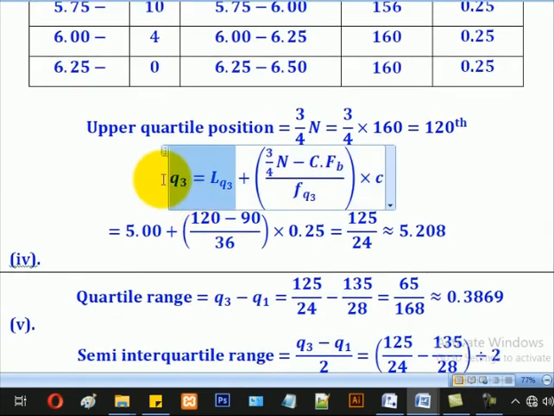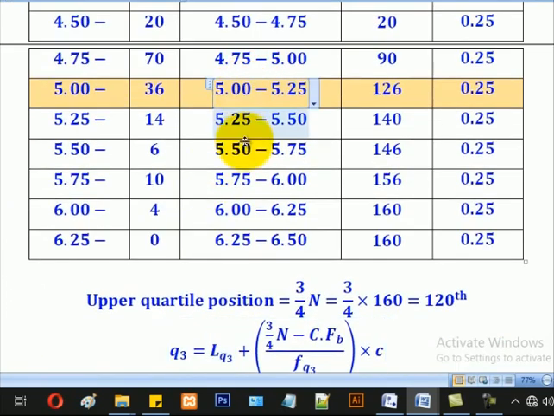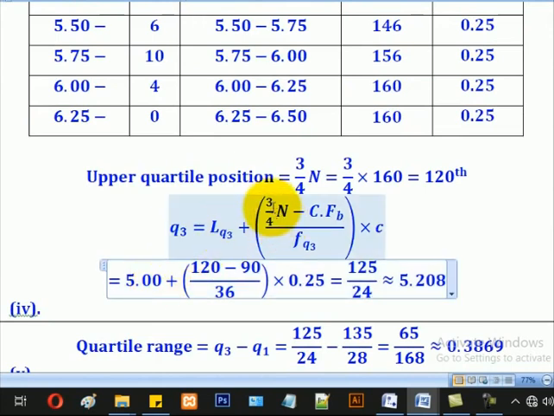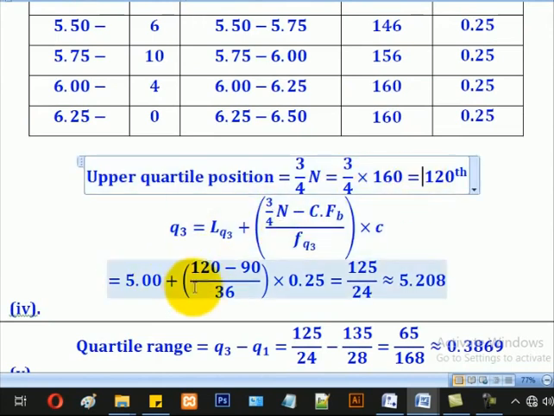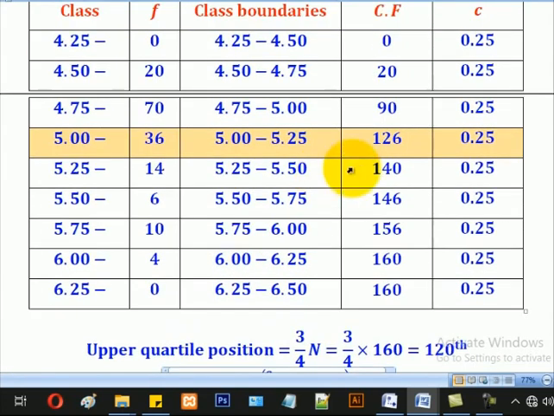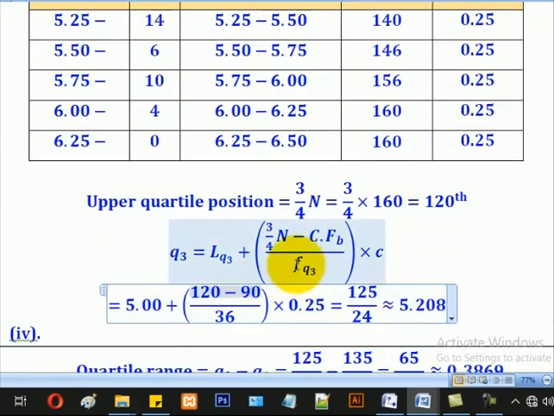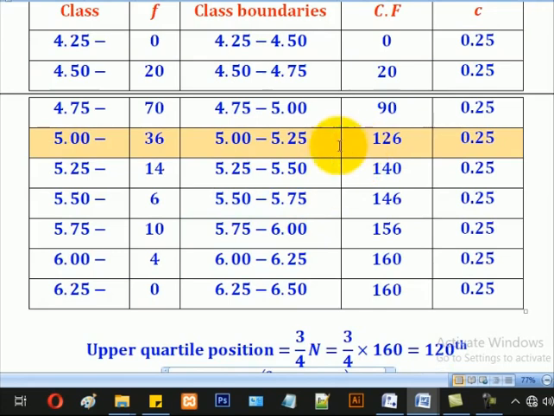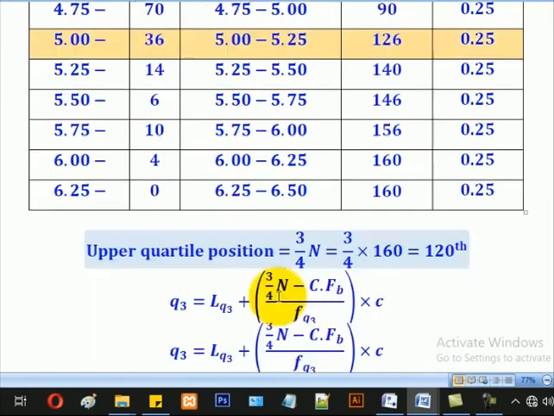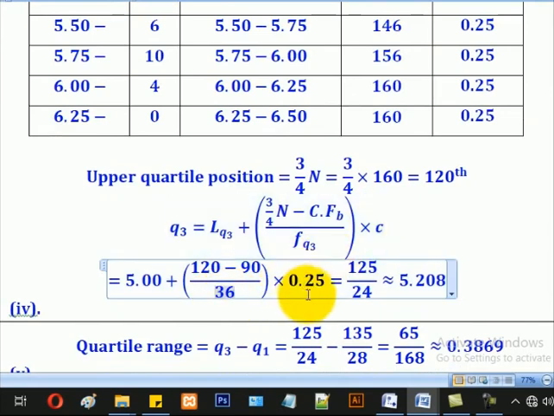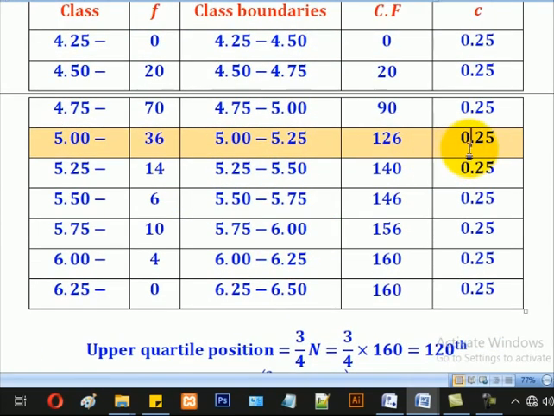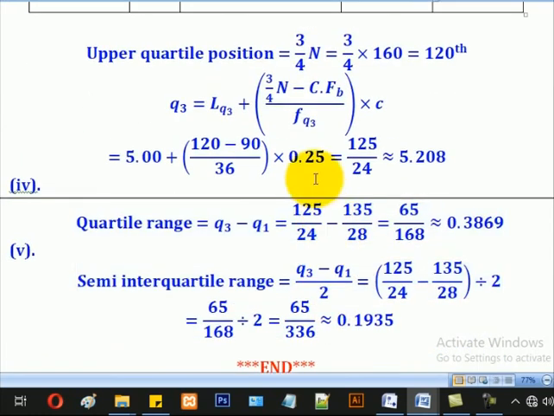Q3 is the symbol to denote the upper quartile. L3, the lower class boundary of the quartile class, is 5.00. 3/4 of n is the position, which is 120. Then CFB is the cumulative frequency before the upper quartile class, which is 90. Then F3 is the frequency of the upper quartile class, which is 36. And C is the class width of the upper quartile class, which is 0.25. So when you substitute that and use a calculator, you'll come up with 5.208, which is the upper quartile.